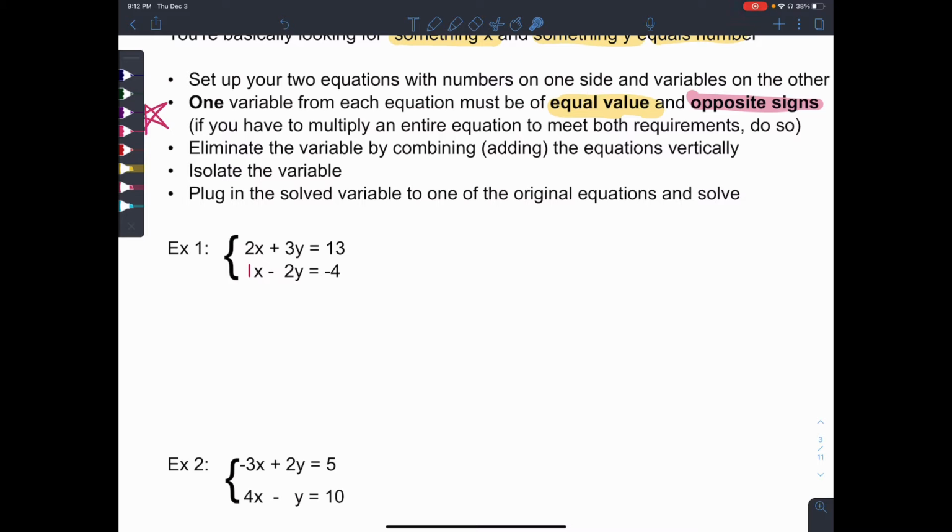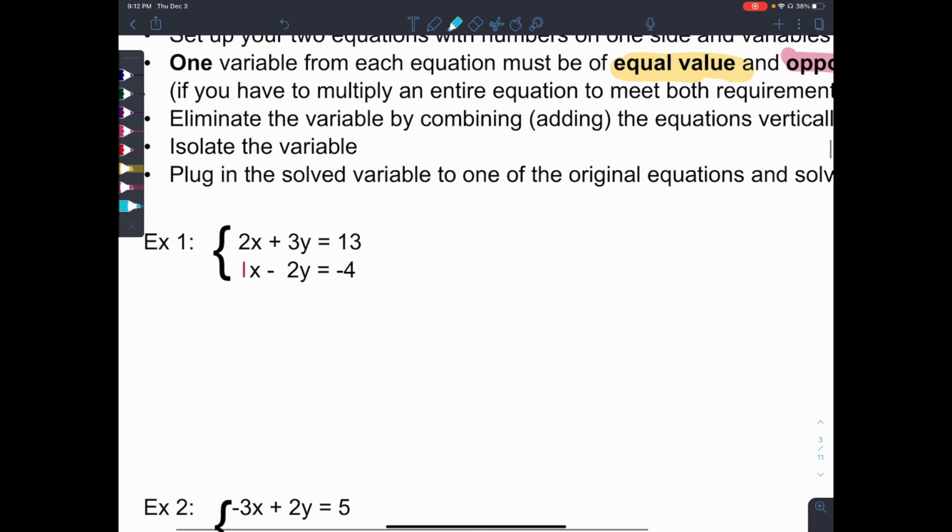So here, what I recommend is you always look at the smallest coefficient for each variable. So I'm going to look at 1 and I'm going to look at 2. And I'm going to ask myself, is it easier for me to multiply to get from 1 to 2, or is it easier for me to multiply to get from 2 to 3? Well, going from 1 to 2 is a lot easier. So that's what we're going to choose to do. We're going to go from 1 to 2, which means we will need to multiply by 2.